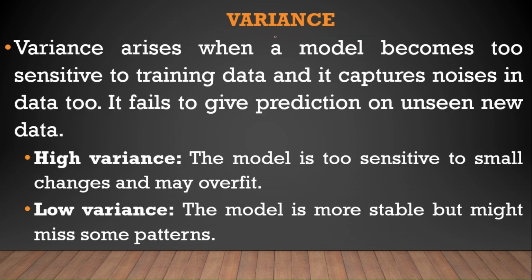Next, what is variance here? Variance arises when the model becomes too sensitive to training data and captures the noise in the data too. It fails to give predictions on unseen new datasets. With high variance, the model is too sensitive to small changes and may overfit. So here, variance will be considered in the form of overfitting. With lower variance, the model is more stable but might miss some patterns.